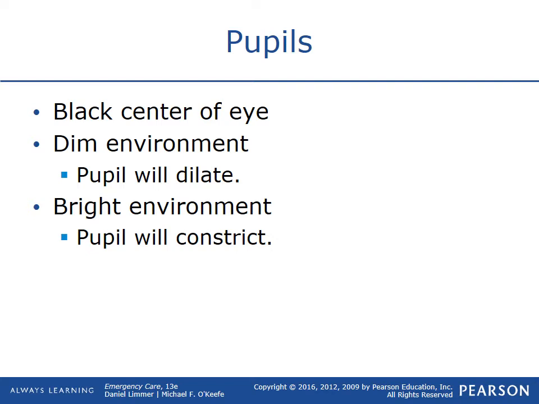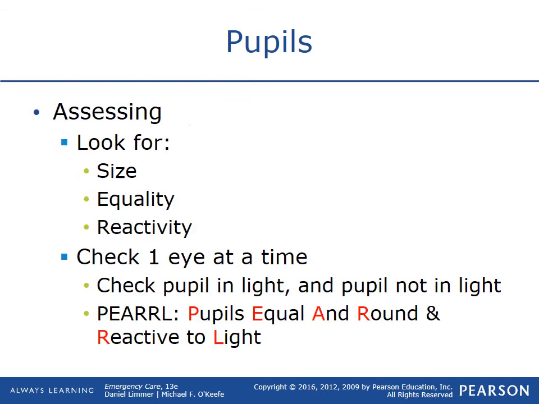Now it should. If you see that as you shine a light in their eyes, they don't change, or they stay constricted, really small, or pinpoint, as we'll say. Pinpoint being those really small, fine dotted pupils, or if they stay really wide, those are big indicators that something's not right. So as you're assessing, you're looking for size, equality, and reactivity.